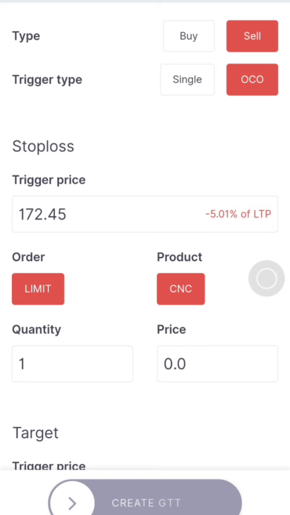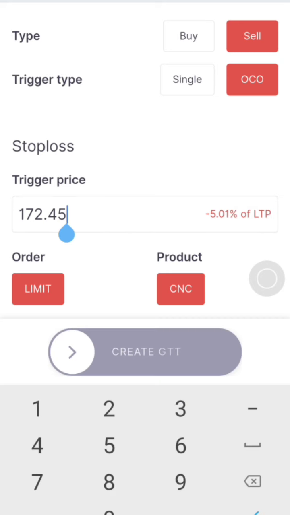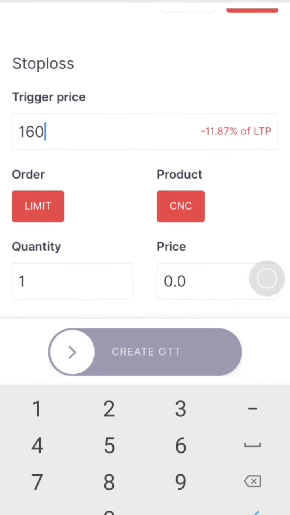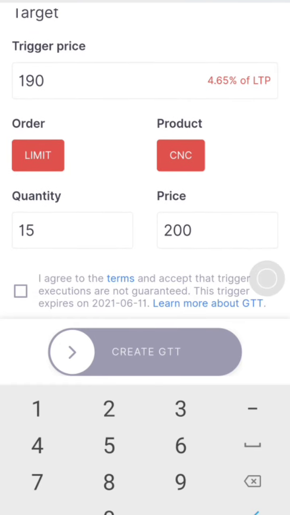So let's see, the current price is 181, but in case it goes down to 160, then it will get triggered for a stop loss. And let's say your stop loss you can put at 150, and let's say 15 quantity. Okay, here also 15 quantity.